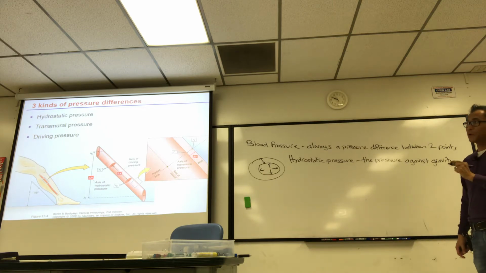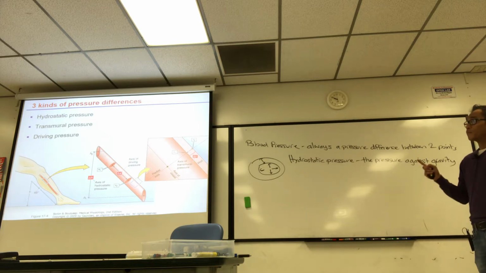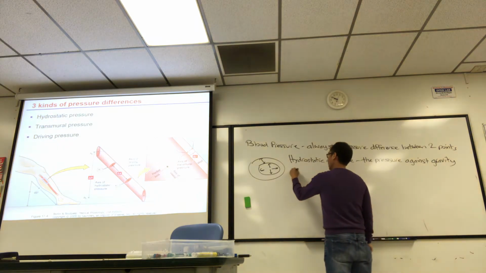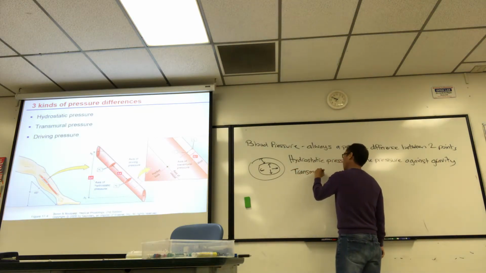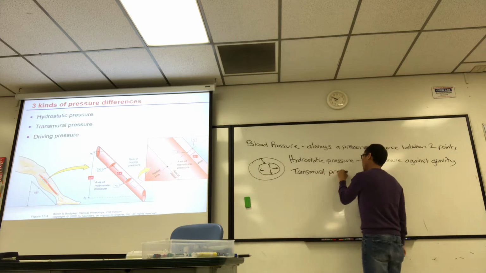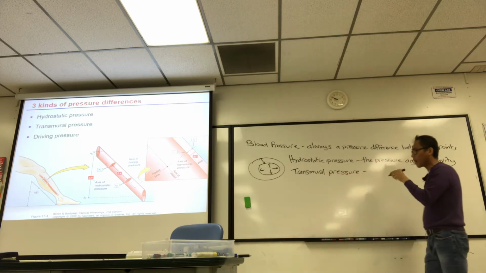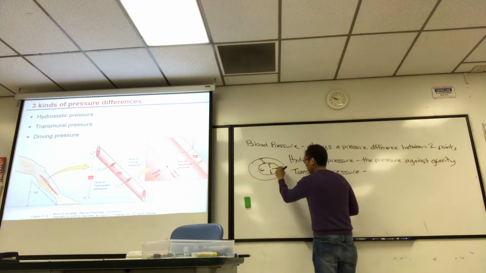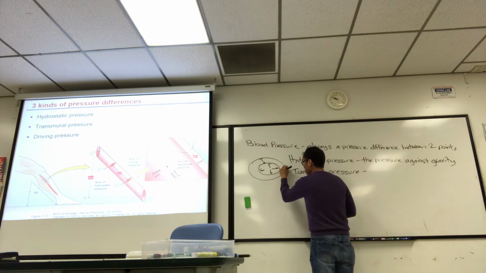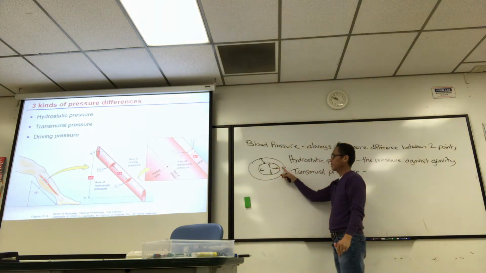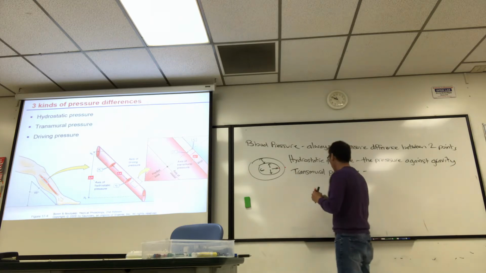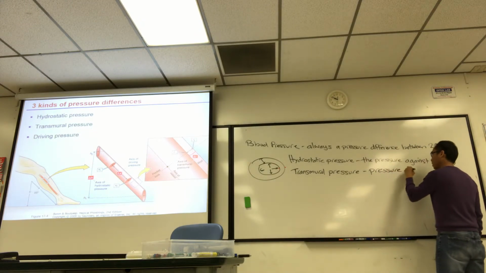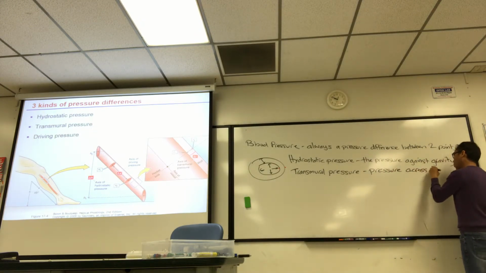I talk about the other two way more. Transmural pressure. That's the pressure across the vessel wall. I can illustrate that one right here. Like, how about like, boop, right there, and boop, right there. Just those 2 points. The pressure difference across them. Okay. Pressure across vessel wall.